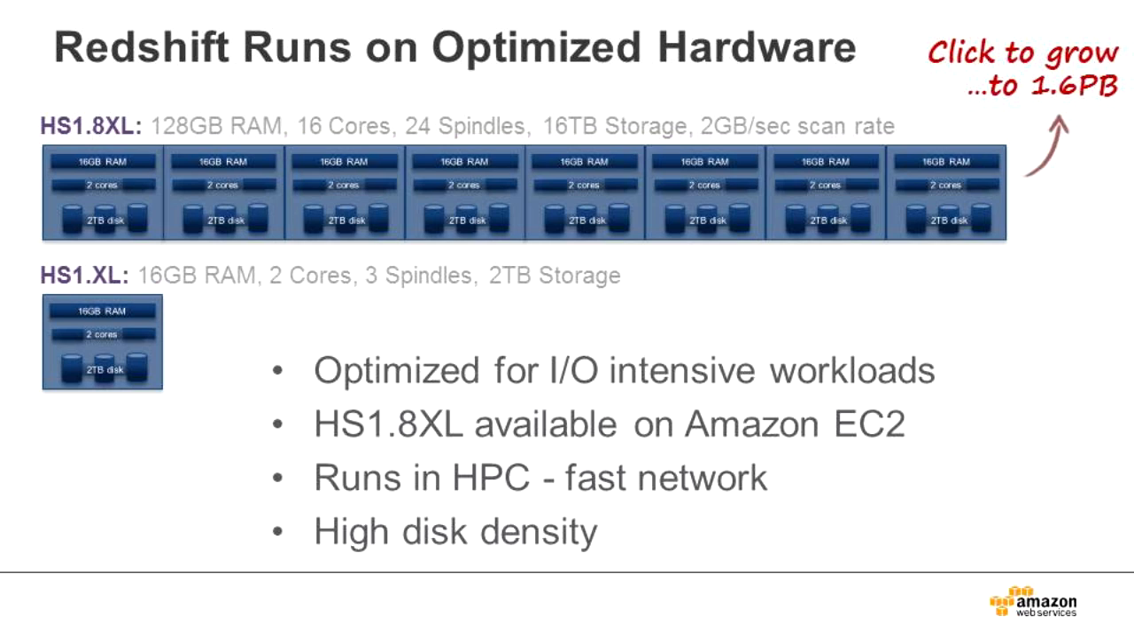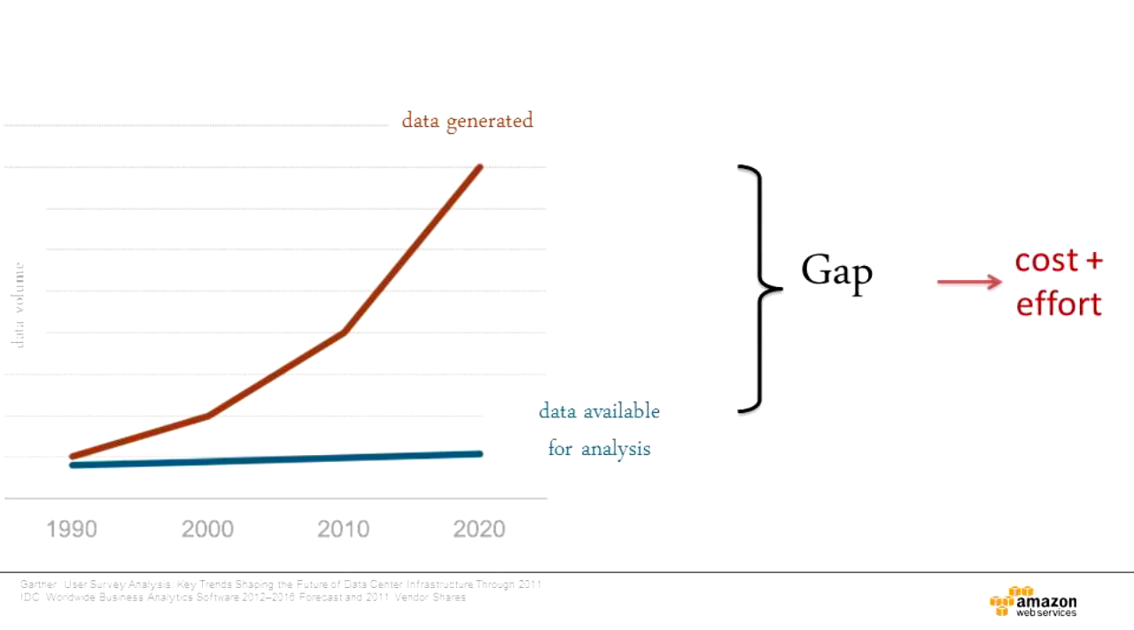Redshift runs in HPC, our fast network for high-performance computing, and has extremely high disk density. So that means you get a lot of bang for the buck when you're using Redshift in terms of data storage quantity. You can scale with the instance classes up to 1.6 petabytes, and you can start as low as a 2 terabyte instance.